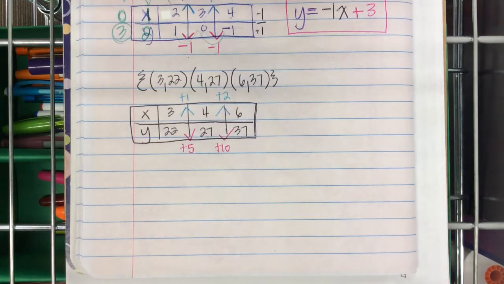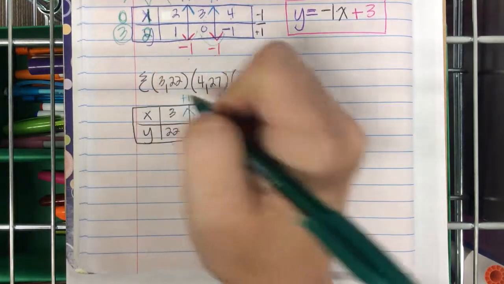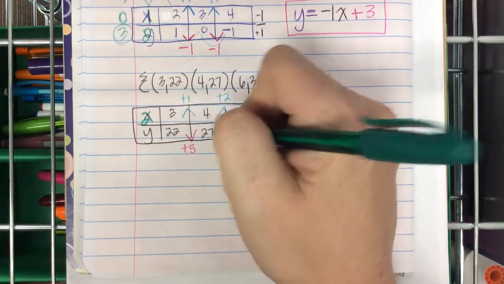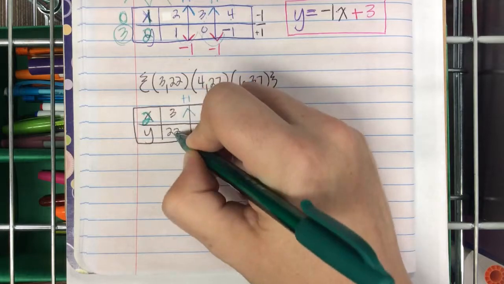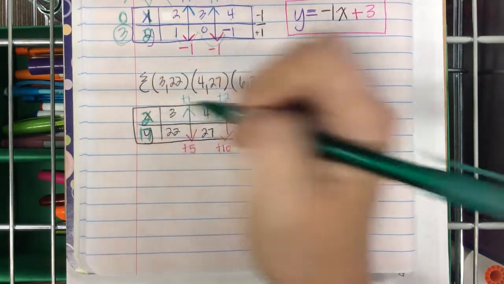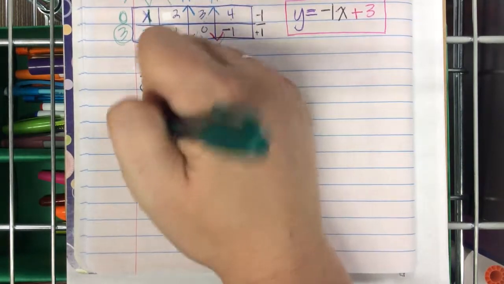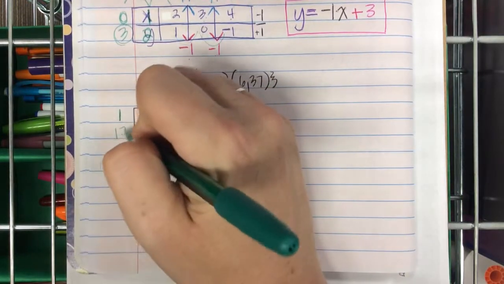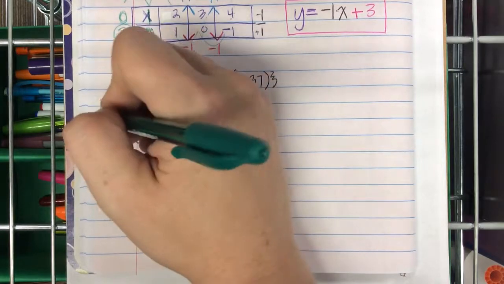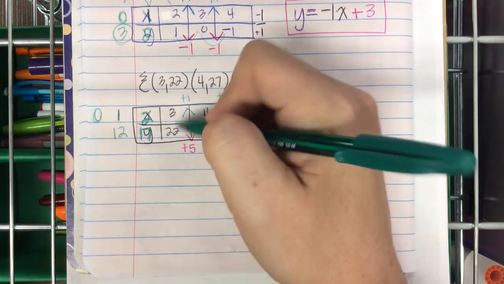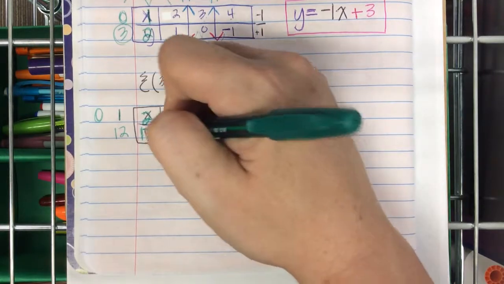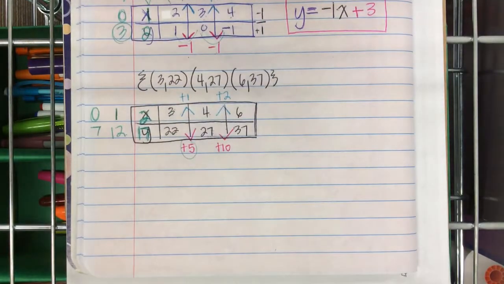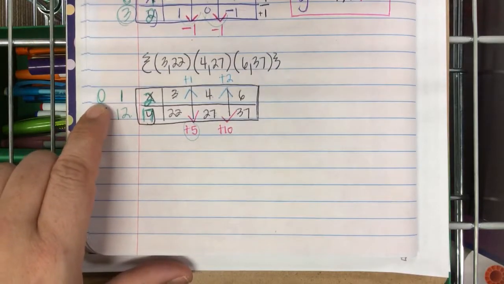All right, so let's complete our table. I need to find my 0 value, right? So this would be 2, right? 4, 3, 2, 1, 0. 27 minus 5 is 22. Minus 5 is 17. Minus 5 is 12. Minus 5 is 7. Minus 5 is 2. So we're done because I have a 0 value, correct?